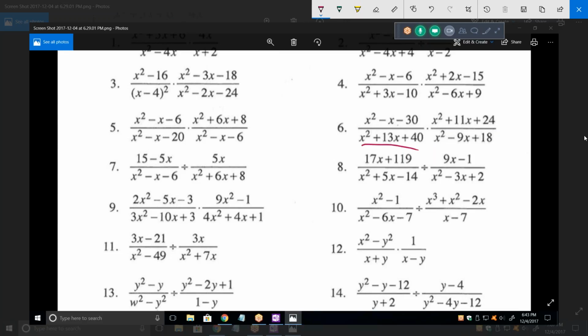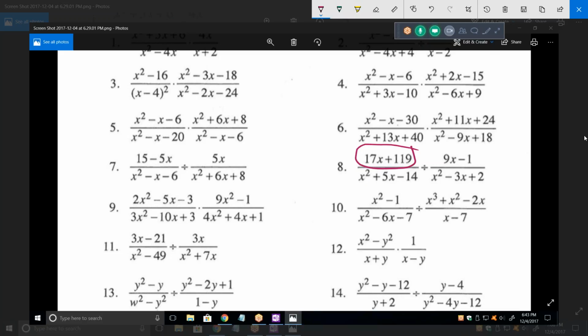Now, without knowing whether 17 is a factor of 119, I would bet dollars to donuts that it is. You have your calculator? Yeah. It goes in there 7 times. 7 times 17. So you would factor out 17 and be left with x plus 7. And everything else would be the same.